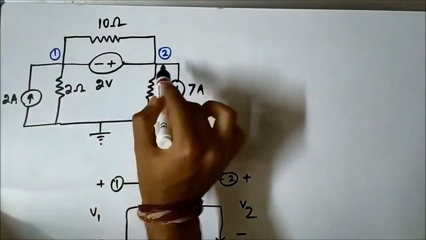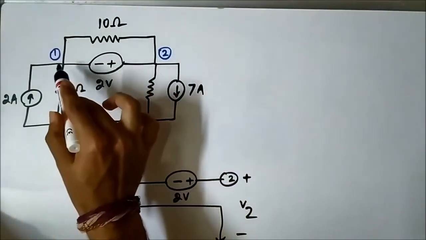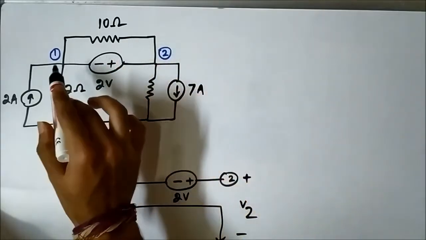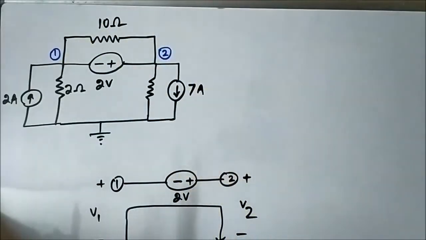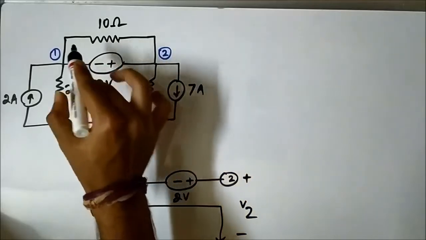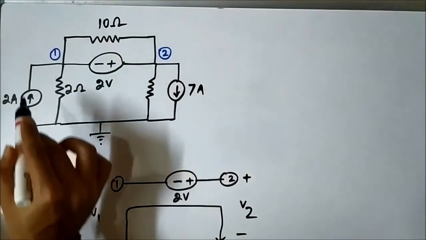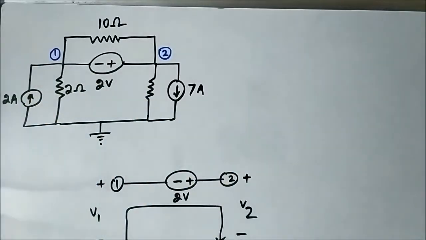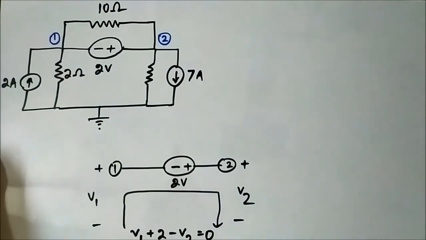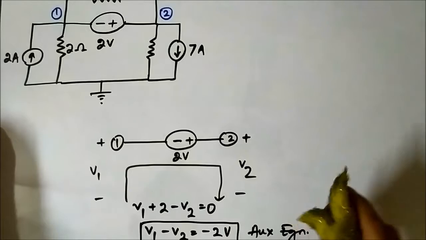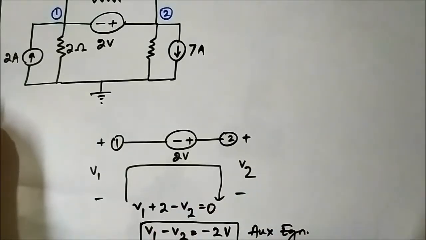Now if we have to apply KCL here, we will only be considering the supernode. We don't have to consider the 10 ohm resistor, because no matter what current flows through this 10 ohm resistor, the net result will be like this. Let me just erase this. I think you have understood that V1 minus V2 is equal to minus 2 volt.